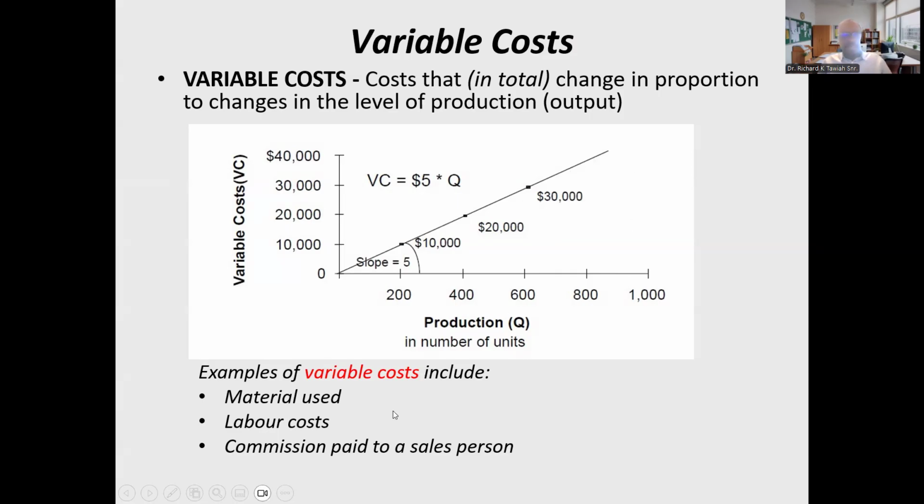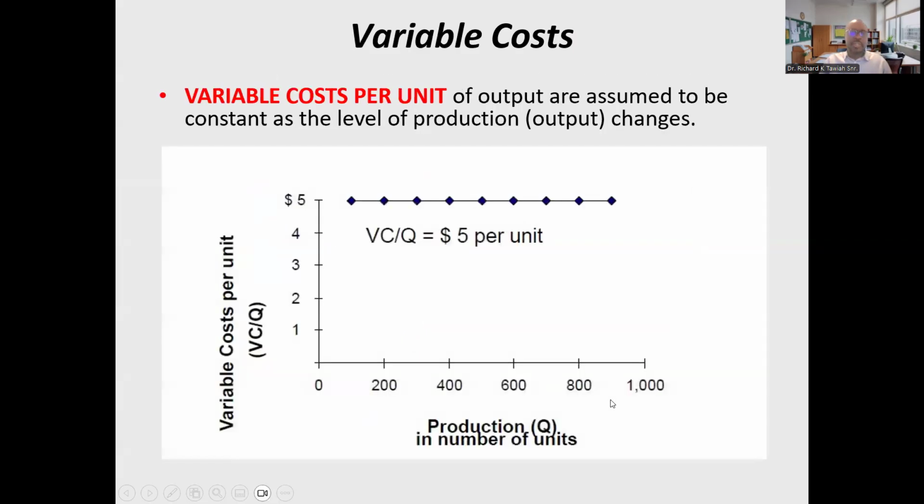Examples are materials, labor, commission paid to a salesperson. The more you sell, the more you get paid. But the cost per unit remains fixed, like I said. So they are constant as the production level changes, because variable cost is directly proportional to the production units.